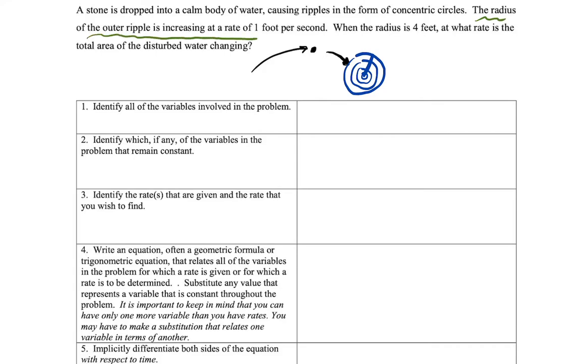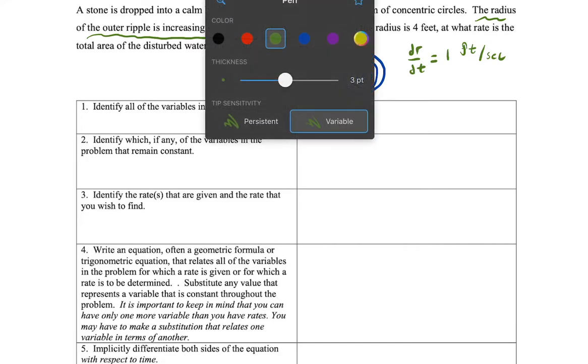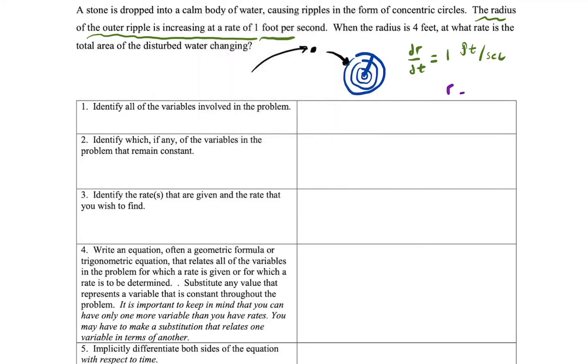So what we're talking about is dr/dt equals 1 foot per second, right? It's a speed, 1 foot per second. When the radius is 4 feet, and so I'm going to start to skip a bunch of these steps here. When the radius is 4 feet, so that's what we care about, at what rate is the total area of the disturbed water changing? So at what rate is the area of the circle enclosed by that outer ring increasing?